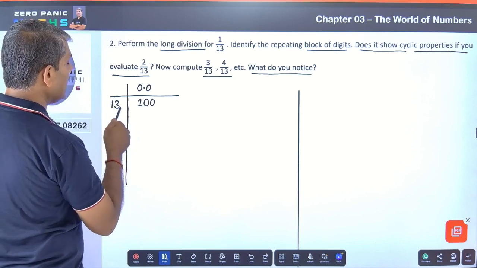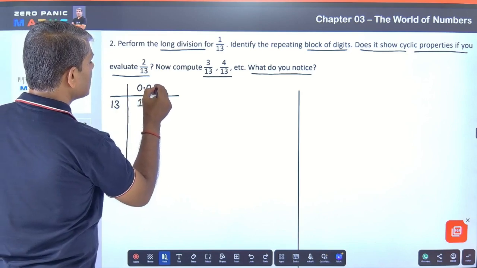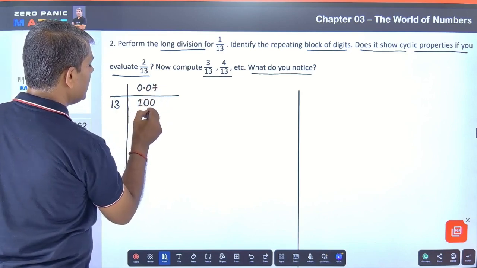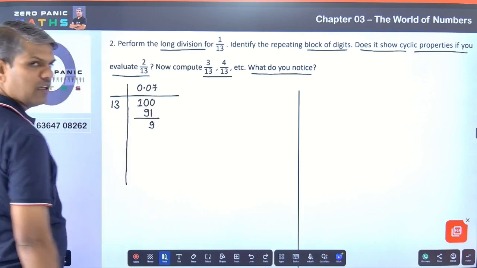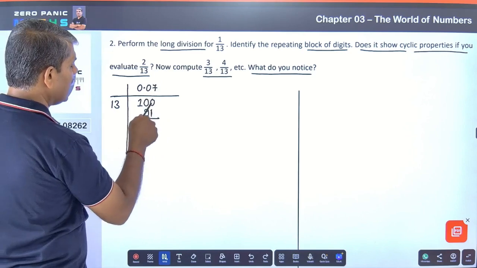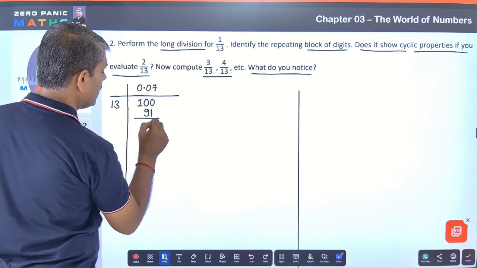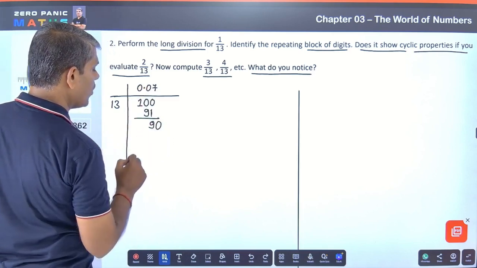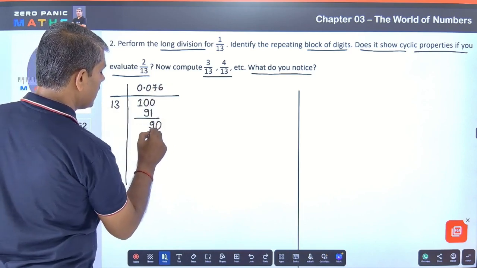Okay, not exactly, but which is greater than 13, I can say. So 13 sevens are 91, and what remained is 9 with me. So 100 minus 91 is 9. Still, I've given a 0 point here, so I can borrow a 0. It is 90 now. 13 sixes is 78.